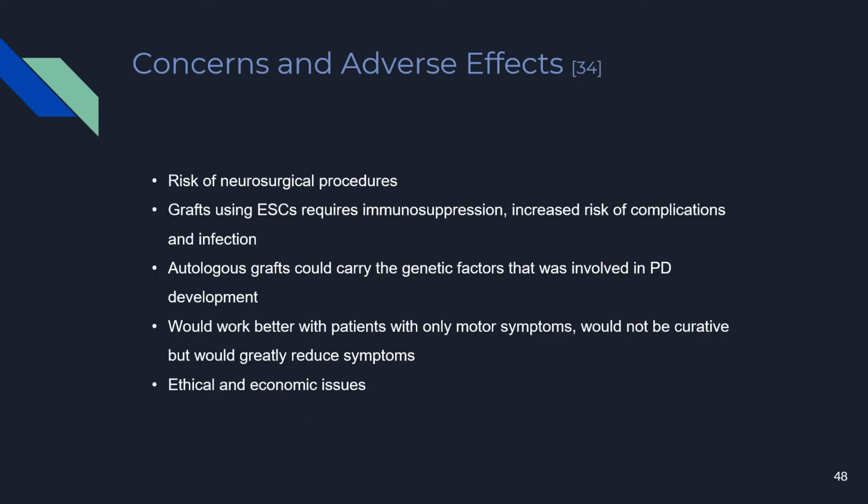Like any other treatment, there are concerns associated with this method. First, there are the obvious risks that go along with the neurosurgical procedures that are involved with this type of treatment. Also, as mentioned before, grafts using embryonic stem cells would require immunosuppression, which leads to increased risk of complications and post-procedure infections. If a case is hereditary, the autologous grafts from the induced pluripotent stem cells could carry the genetic factors that brought about Parkinson's in the first place.